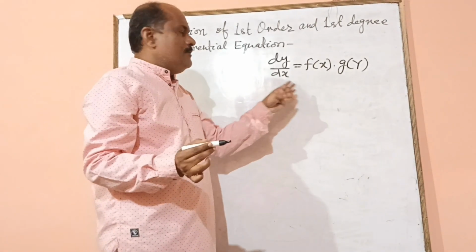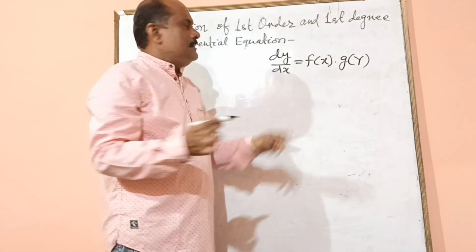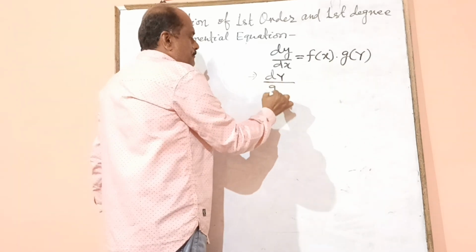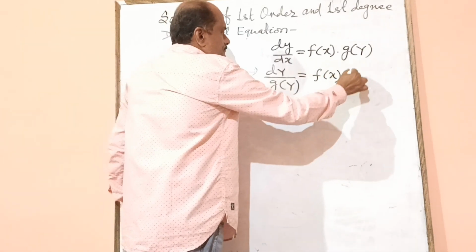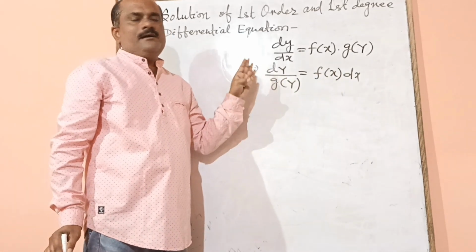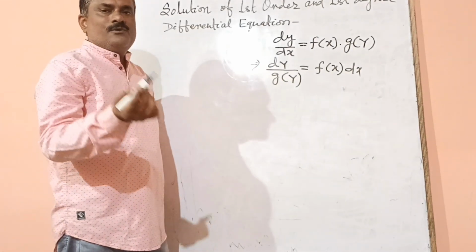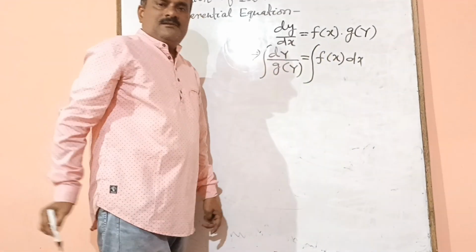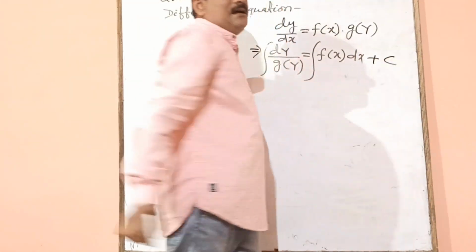That means now we separate f(x) dx and g(y) dy. This implies dy/g(y) = f(x) dx. Now see friends, f(x) dx and g(y) dy, the variables are already separated. Now we can integrate to get its solution. Integrating both the sides, we get the solution, and there is one arbitrary constant in this solution.